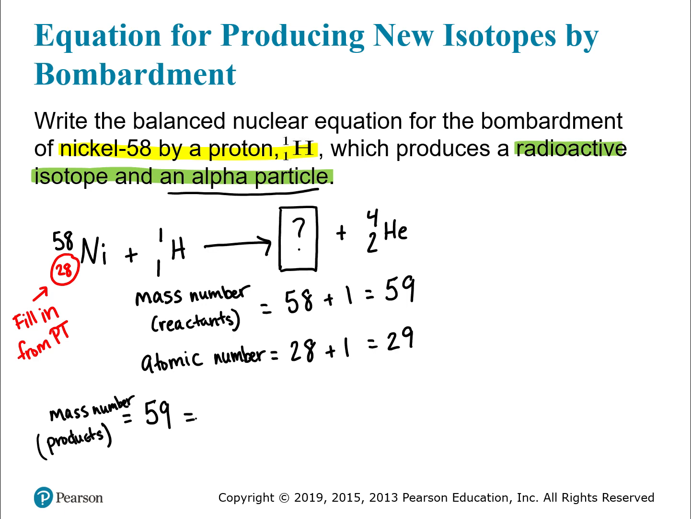We know the mass number of the alpha particle. That's 4. What we don't know is the mass number for our new element. We'll call that X. Subtract 4 from each side, and you get 55 for the new mass number. Let's put that up top.